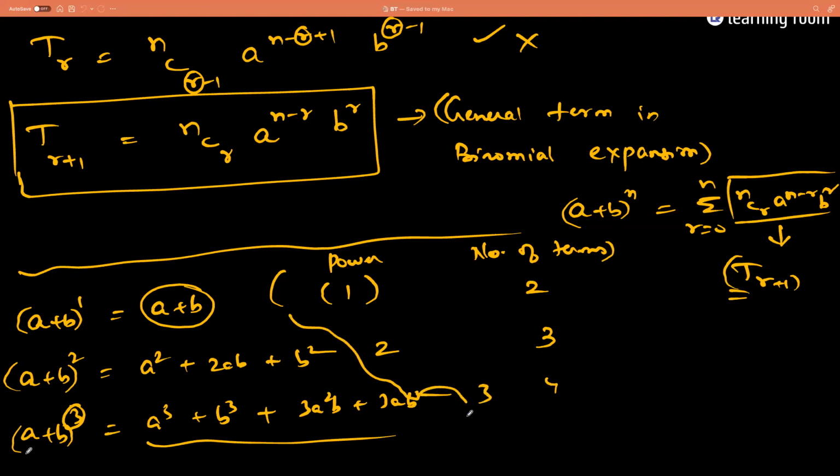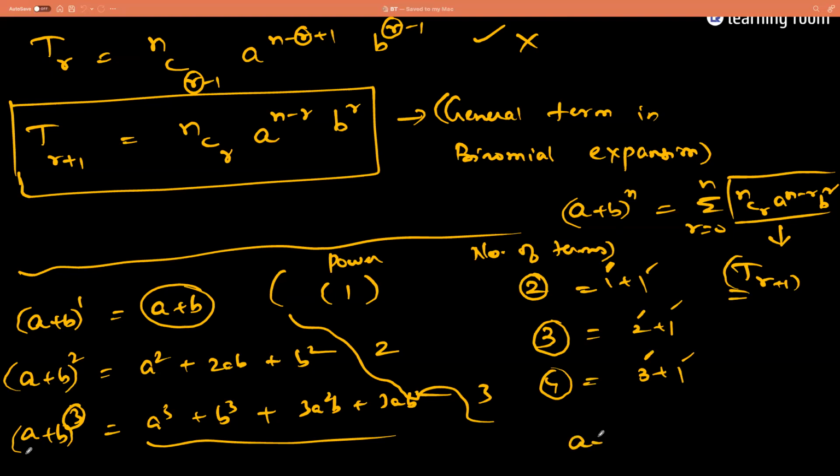Am I right? So this gives us an important observation. How did I get this 2? It is 1 plus 1. How did I get this 3? 2 plus 1. How did I get this 4? 3 plus 1. So plus 1 is common. But what is the first number that is changing? It is the power number. 1, 2, 3 are the power numbers. So if I have a plus b the whole power n, then the power is n. How many terms will be there? n plus 1. So depending on the power, the number of terms will be n plus 1.